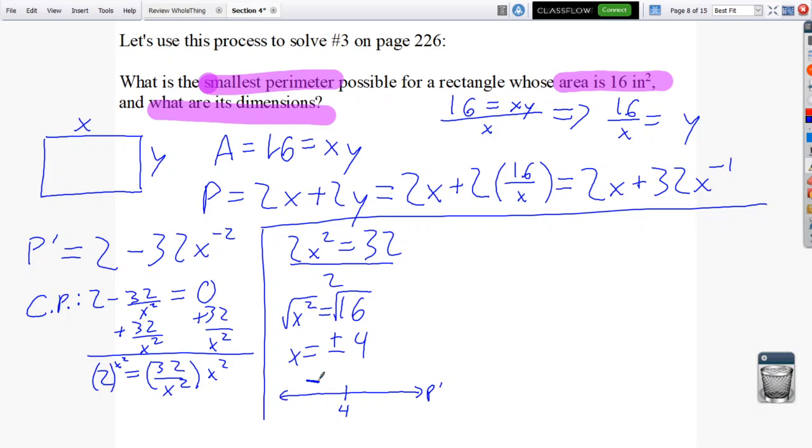If I plug in some number bigger than 4, like let's say 10, 10 to the negative second is going to be 1/100th. 32 times 1/100th is 32 hundredths. 2 minus 32 hundredths. Okay, that's positive. Again, you can use your calculator to evaluate those if you want. But now what I see coming into 4, I've got a negative slope. Coming out of 4, I've got a positive slope. All of a sudden, I can see that, yes, indeed, that is a minimum. Minimum perimeter.